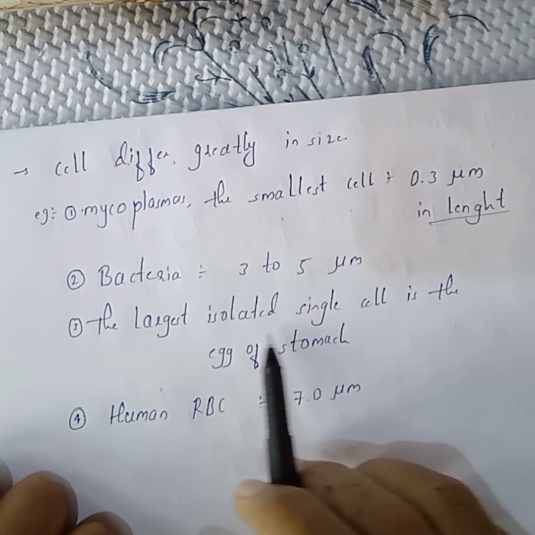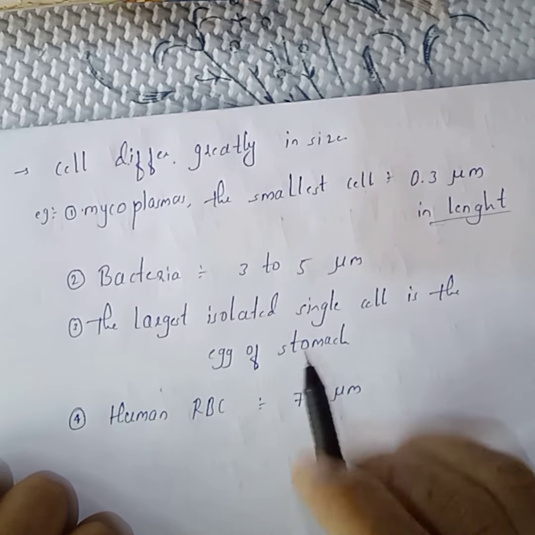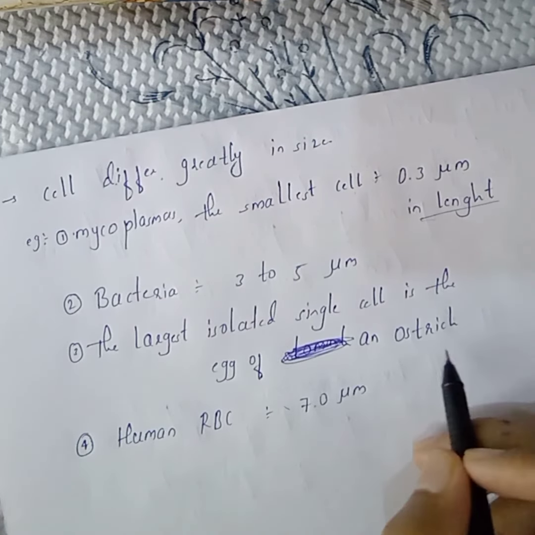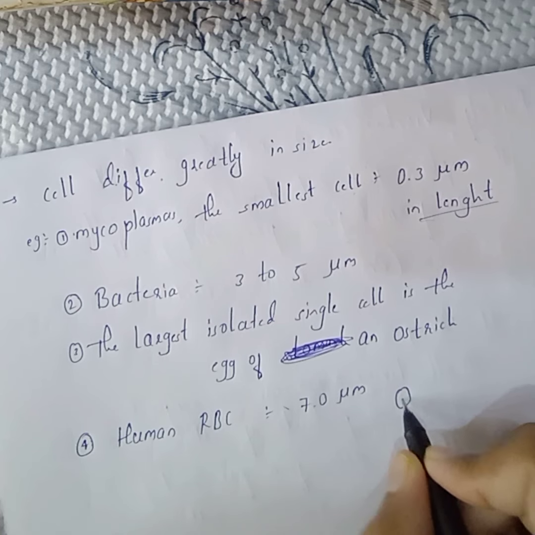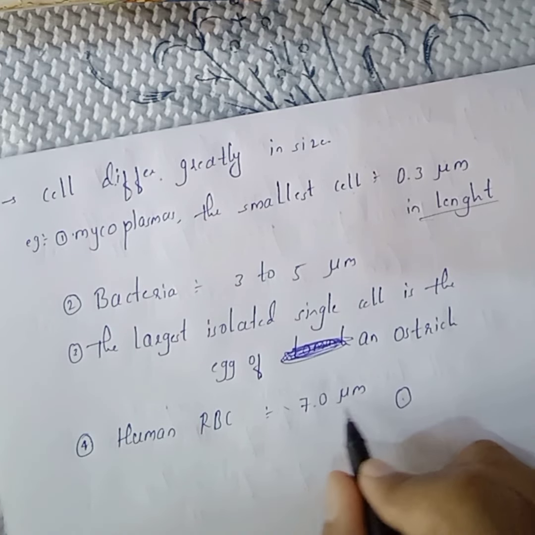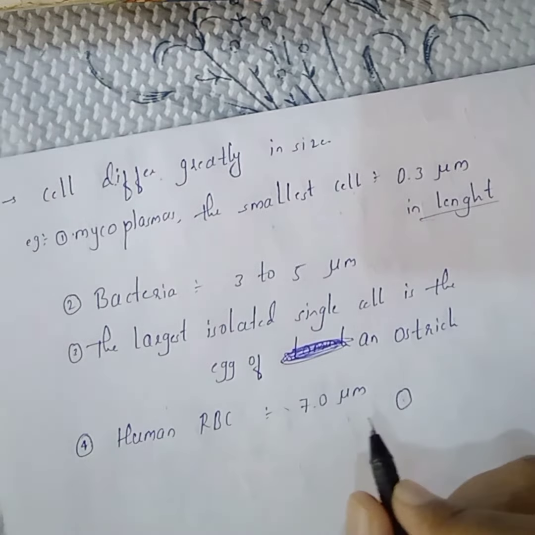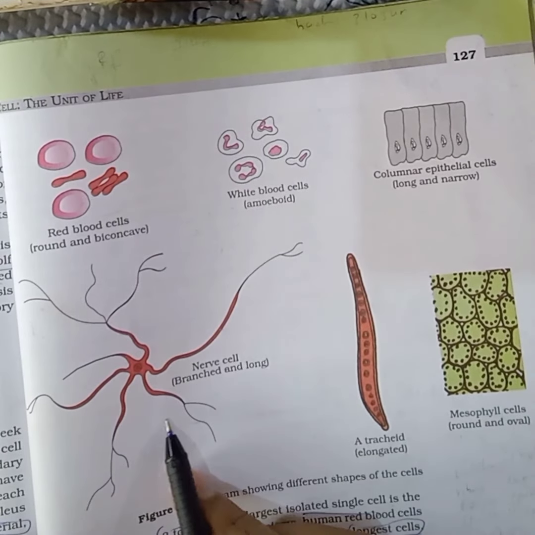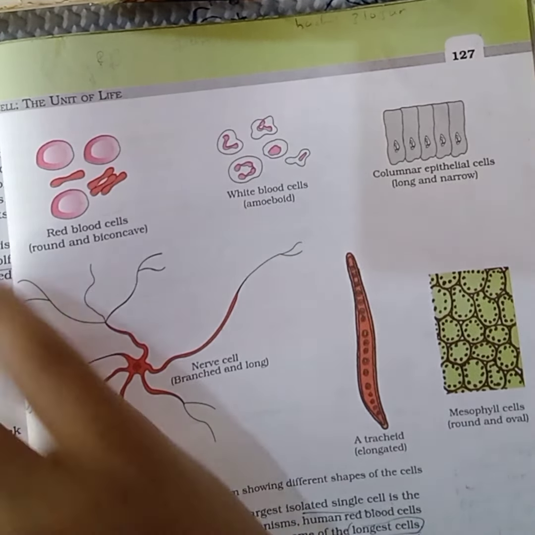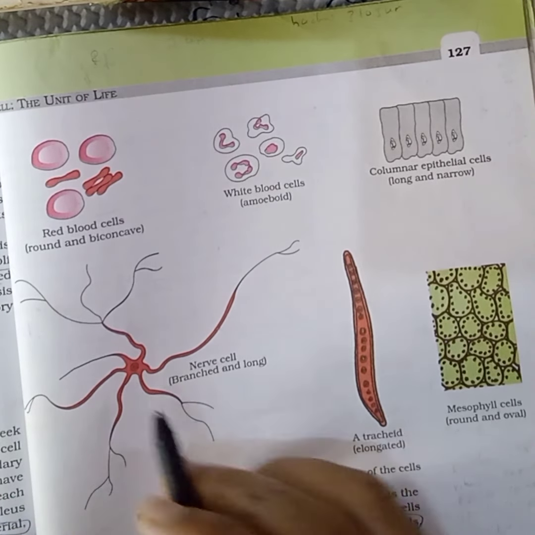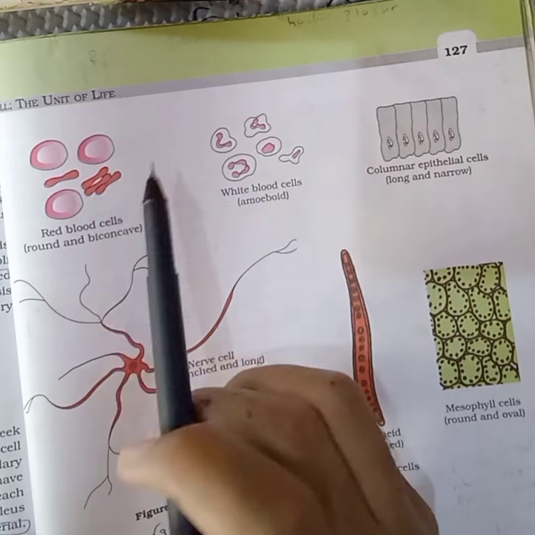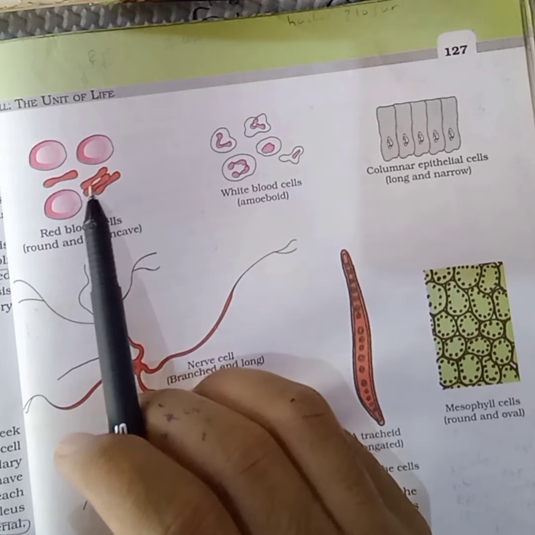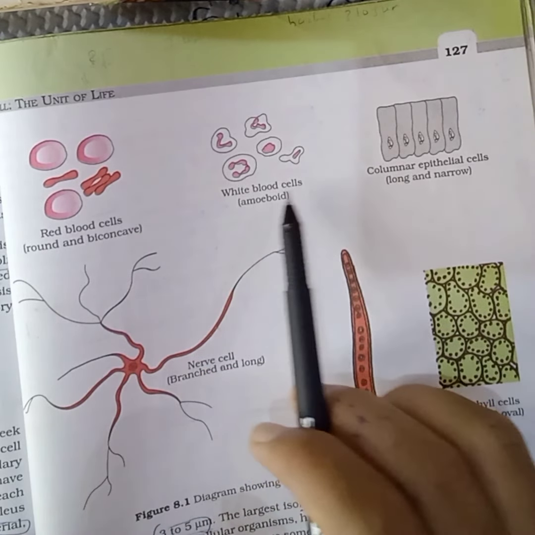The largest isolated single cell is the egg of an ostrich. The human RBC is round, with a size of 7.0 micrometer. NCERT also shows some cells. This one is a nerve cell with branched ends, and the red blood cell has a rounded, dumbbell-like shape. White blood cells are of other types.